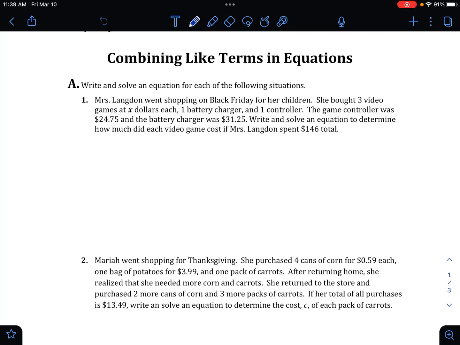We're going to look at how to write and solve equations for situations that involve combining like terms in equations. All that means is that we're going to have some like terms that go together, and that'll help us simplify and then get back to a two-step in order to solve.